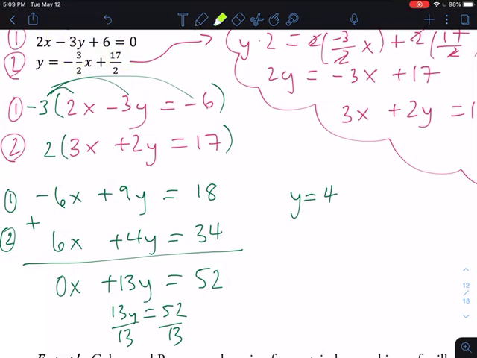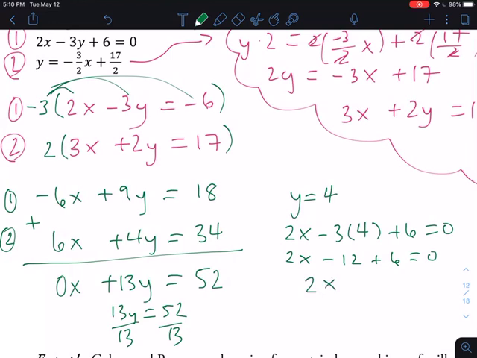first two, okay? So then we're going to get 2x minus 3y plus 6 equals 0. So we're going to say we have 2x minus 3 times 4, so minus 12 plus 6 is equal to 0. We know that we can combine negative 12 and 6 to get negative 6. And then we can solve.